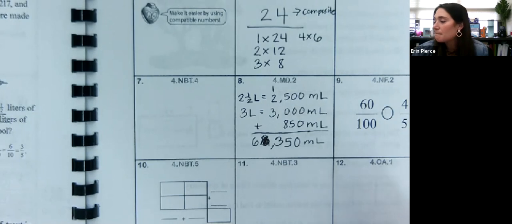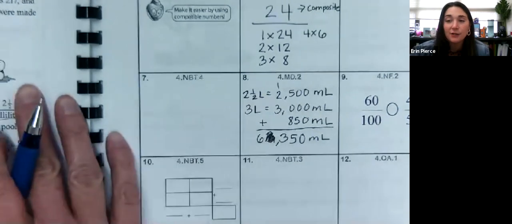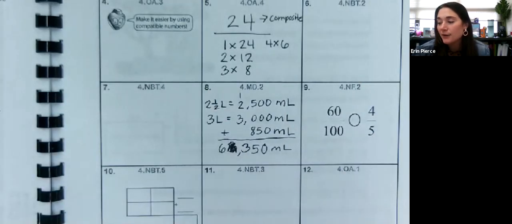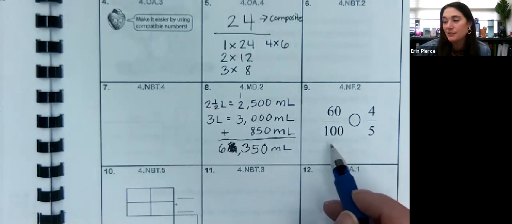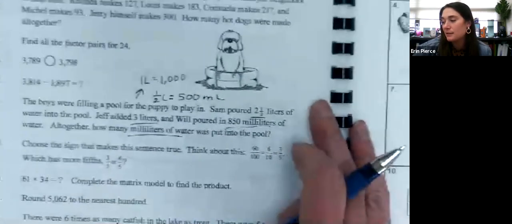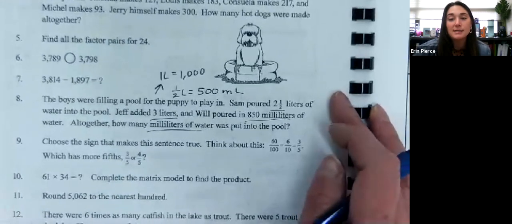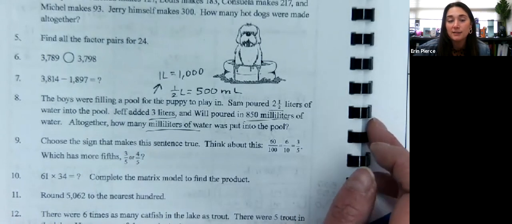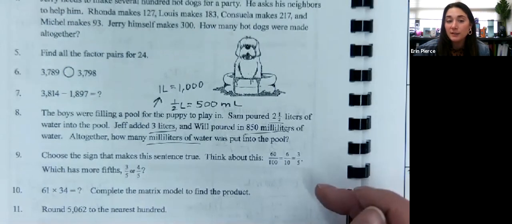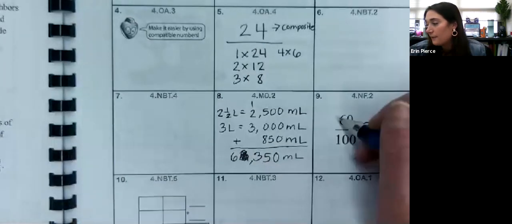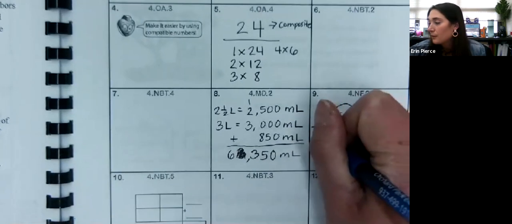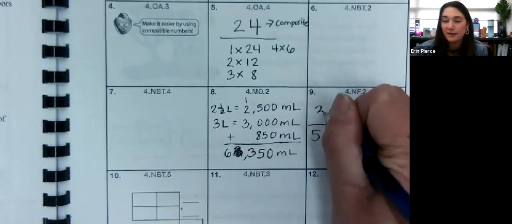Let's take a look at what it says. At first, Mrs. Pierce is looking at that like, ooh, we're not there yet. But they give us an equivalent fraction that will help us figure out how to solve. It says, choose the sign that makes this sentence true. Think about 60 hundredths is equal to 6 tenths, which is equal to 3/5. Which one has more fifths, 3/5 or 4/5? So instead of having 60/100, I can write what it's actually equal to is 3/5.